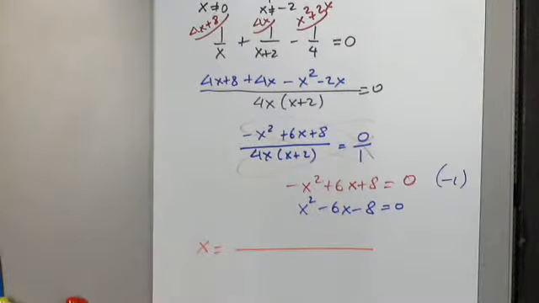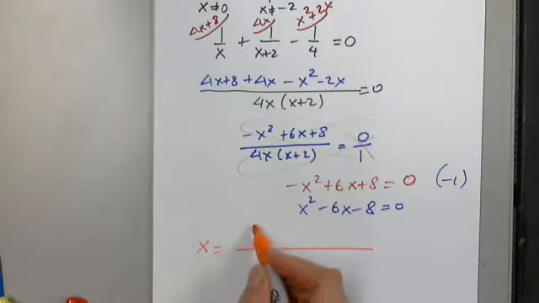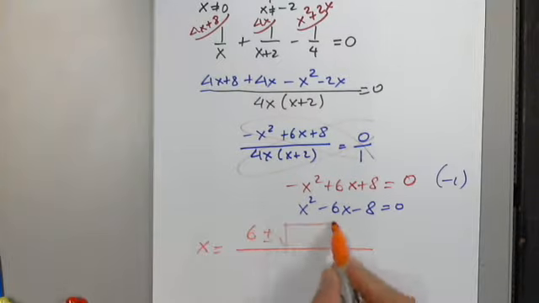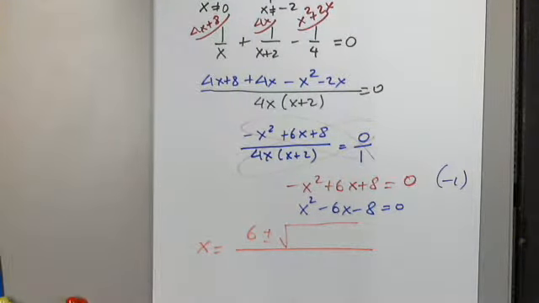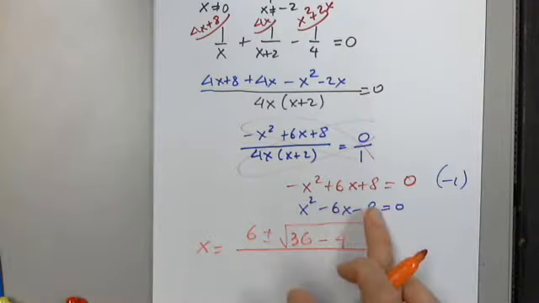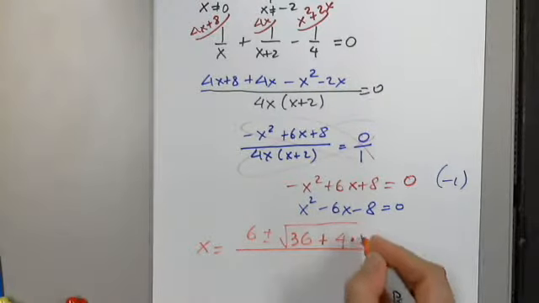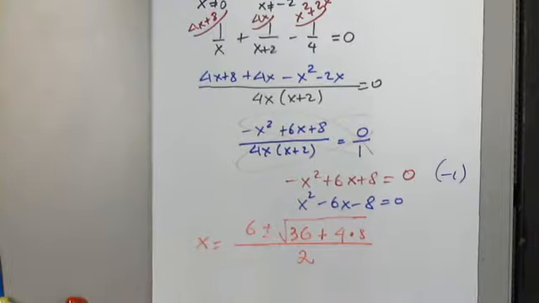Negative b. Very good. Plus or minus. No, negative b. The b is negative 6, with minus in front is positive 6. Plus or minus? Negative 6, squared. I don't want to see a negative number in there. Perfect, correct. So minus 4 times 1 times negative 8. I changed into positive times 8. Divided by 2.